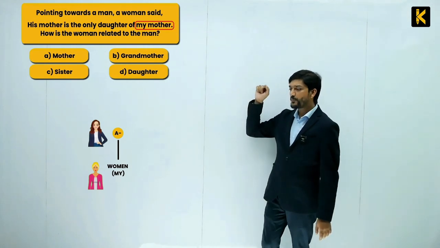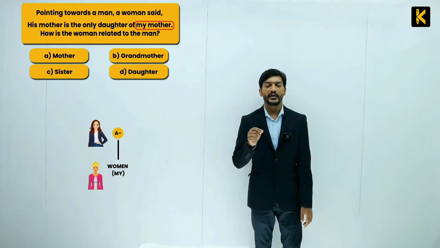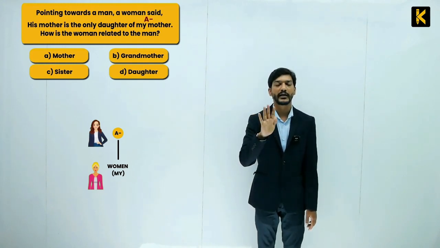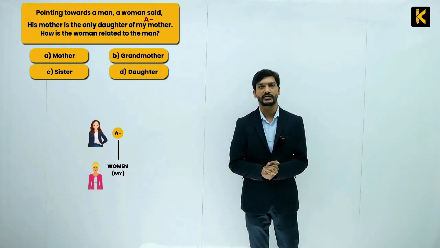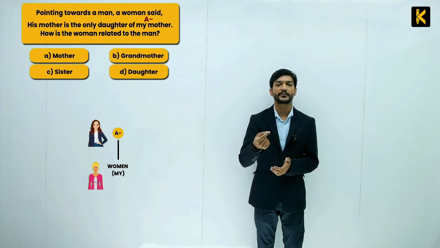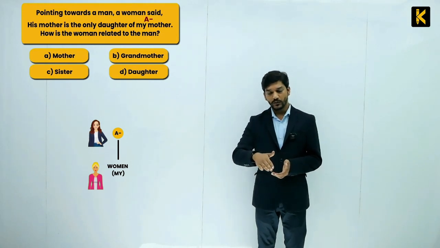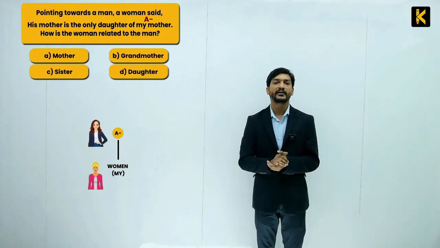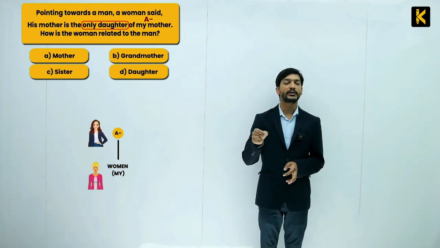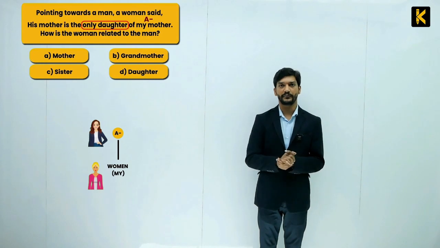So, in the statement, in the question itself, let me show that my mother, we have shown in the diagram with A minus. Okay, now go to the next part. So move a little bit back in the statement. So now what is mentioned? Only daughter of my mother.